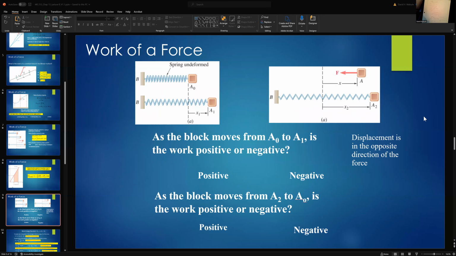So here's a question then, kind of already answered it, but as the block moves from A0 to A1, is the work positive or is it negative? So we know that if you're stretching, it's going to be negative. And then in the second one, if the block moves from A2 to A0, or to A in this case, either way, then it's compressing. So we know it's positive.